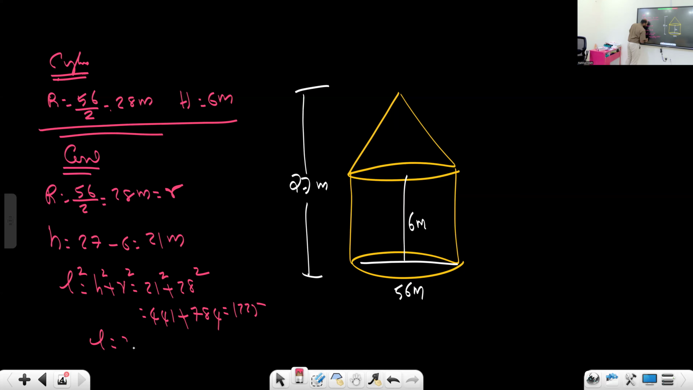I told you some shortcut for this one: 25 square root of 5 at 12, 3 into 4. So we got that also. Now try the area of the canvas required. Same formula only, all of you try. Same formula: 2 pi RH plus pi RL.